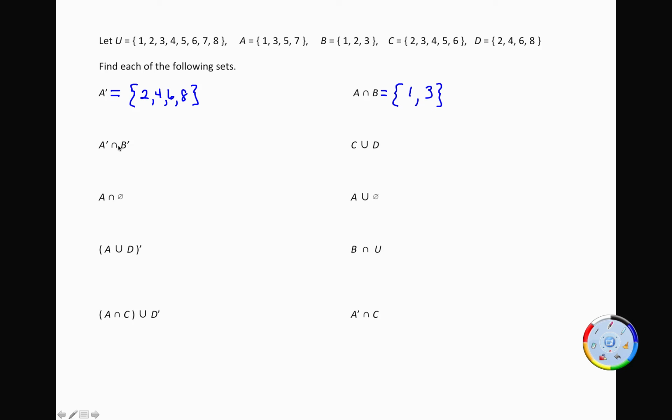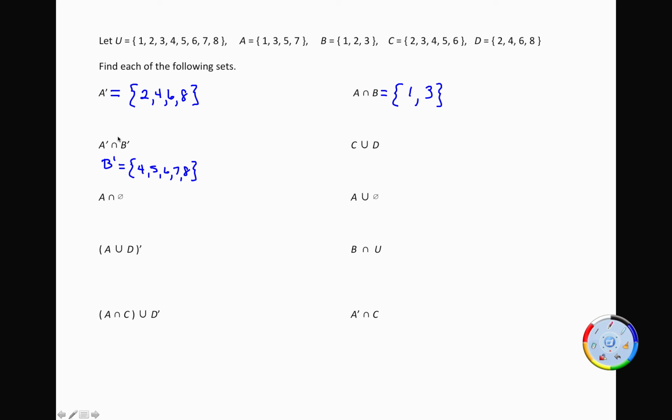Okay, not A and not B. In order to figure out what not A and not B is, I need to know what elements are in not A and not B. Well, I've already calculated the complement of A up here, so let's figure out what elements are in the complement of B. That would be the elements that are in the universal set, but not in B. So B has the elements 1, 2, 3, meaning not B is 4 through 8. So 4, 5, 6, 7, 8.